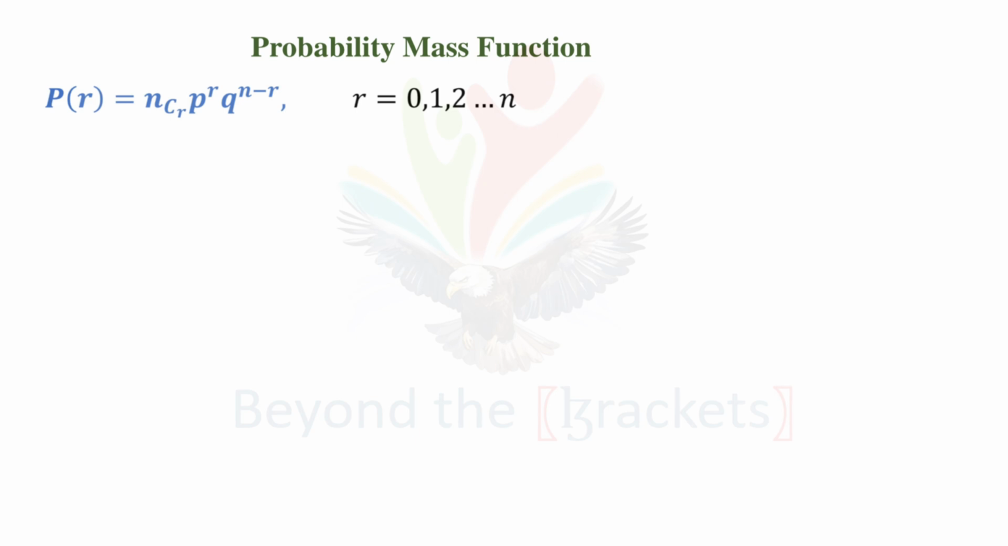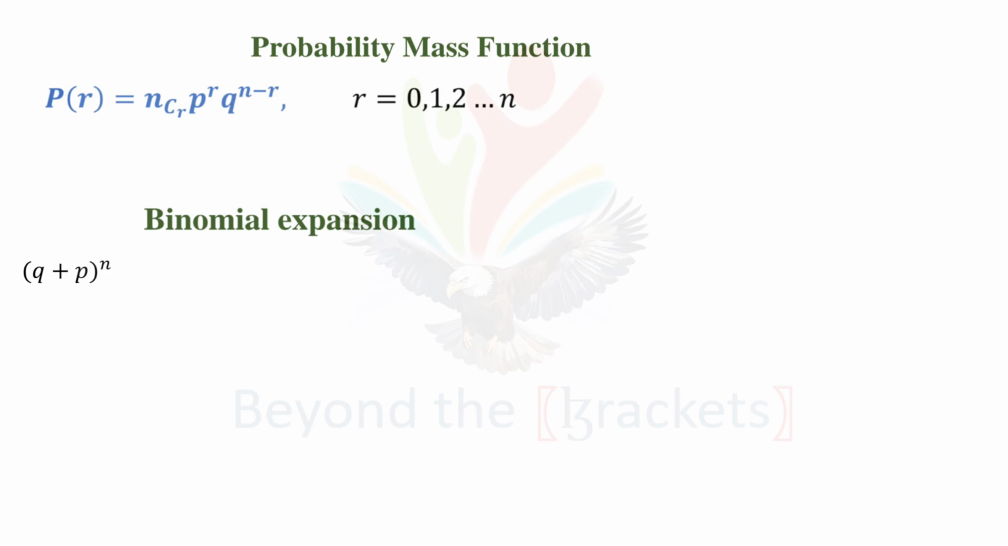Now let's understand the binomial expansion involved in binomial distribution. (q + p)^n represents all possible outcomes of n independent trials, where p represents the probability of success and q represents the probability of failure.